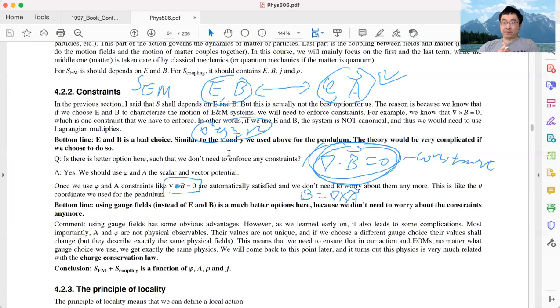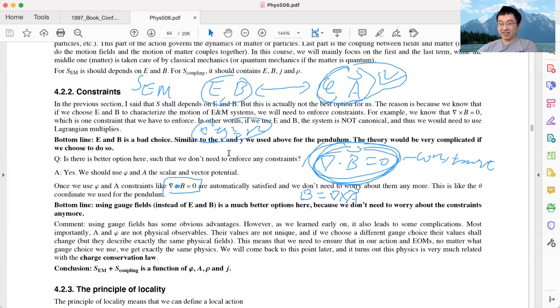So phi and A are unconstrained coordinates. I can give any value for phi and A, and they are independent degrees of freedom. I can do whatever I want to them. But if I choose E and B, I need to satisfy certain constraints, and constraints make the variational principle much more complicated. You need to use Lagrangian multipliers, etc. So the bottom line: because of the constraints, using phi and A is a much better option when we try to write down the action and get the equation of motion. So that's the principle of phi and A.